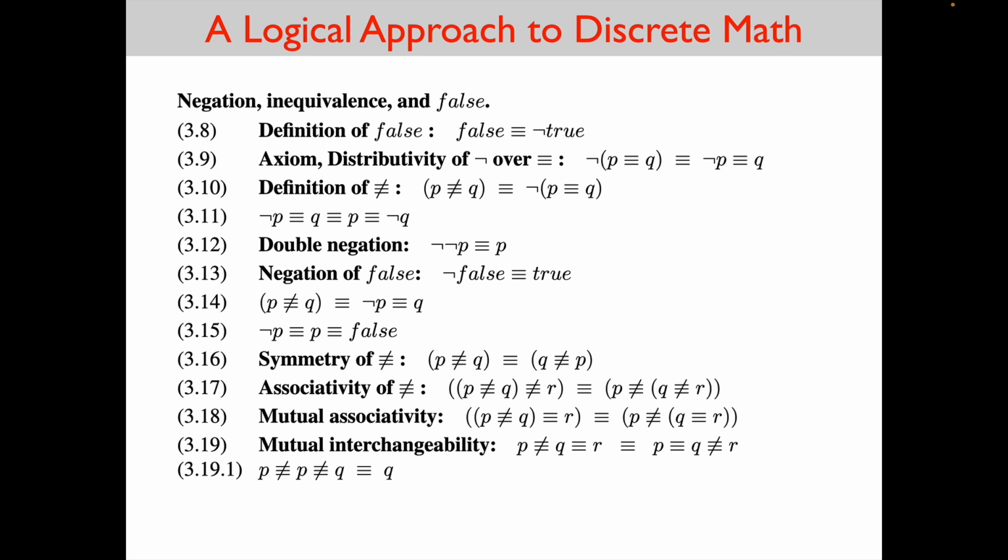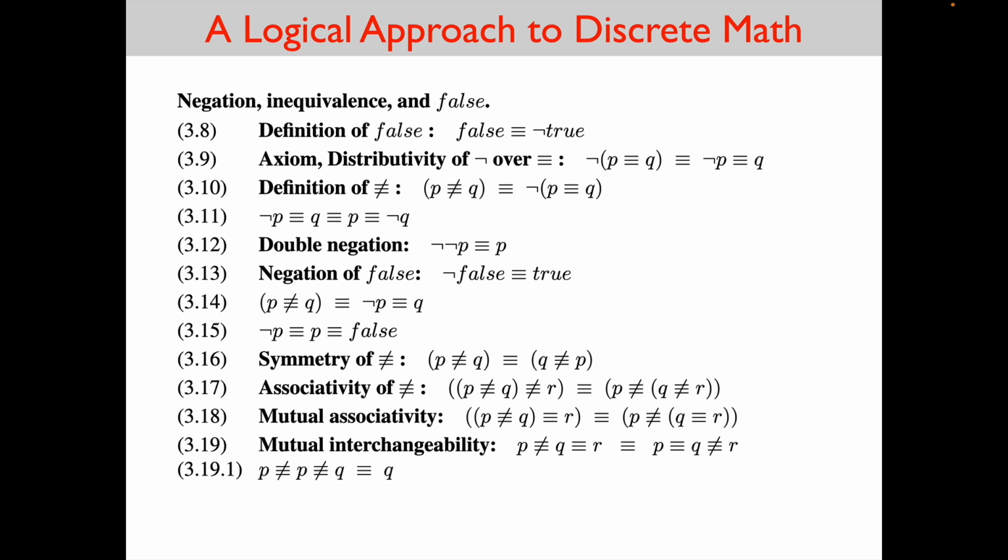3.10 is the definition of inequivalence, and it says that P is not equivalent to Q is equivalent to not parentheses P equivales Q. 3.11 is not P equivales Q equivales P equivales not Q. Now this is a theorem that can be proved. It's not assumed. It can be proved from the previous axioms or theorems.